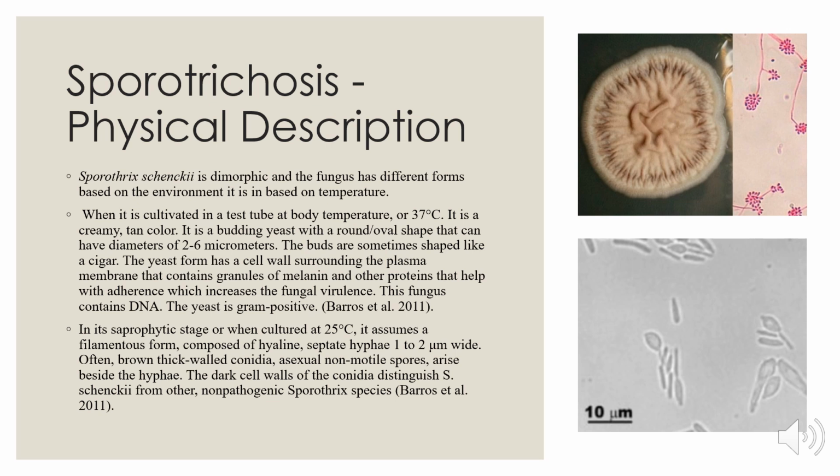When it's at a cooler temperature of 25 degrees Celsius, it's more of a mold form. So it has a filamentous form composed of hyaline, septate hyphae that are 1 to 2 micrometers wide. It often has brown thick-walled conidia, which are asexual, non-motile spores. And these arise beside the hyphae. That's how you can distinguish this with the dark walled conidia.